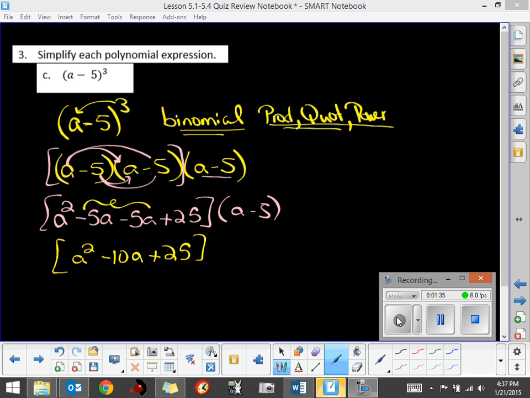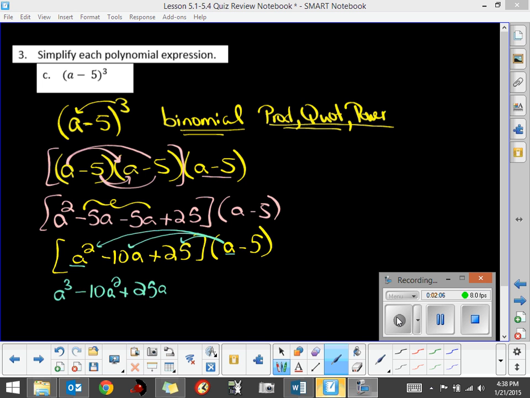Then take it times the third factor that you need to multiply by, the (a - 5). Well, every time you multiply polynomials, you need to engage your distributive rule. Now, it really doesn't matter which way you do it, but I prefer to distribute the (a - 5) to the a squared minus 10a plus 25. So I take the a times the a squared, which is a cubed. Then I take the a times the negative 10a, which is a negative 10a squared. And then I must take the a times 25, which is plus 25a.